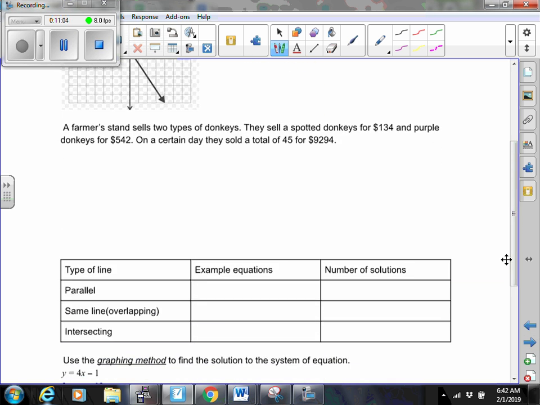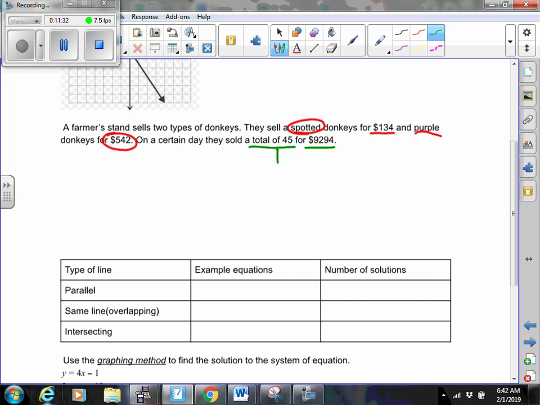Back to another word problem. In this particular case, I've got this person sells spotted donkeys for this much per. That's another per. And then we've got purple donkeys. Don't ask me what that is. For $542. Now here they're indicating two different totals.